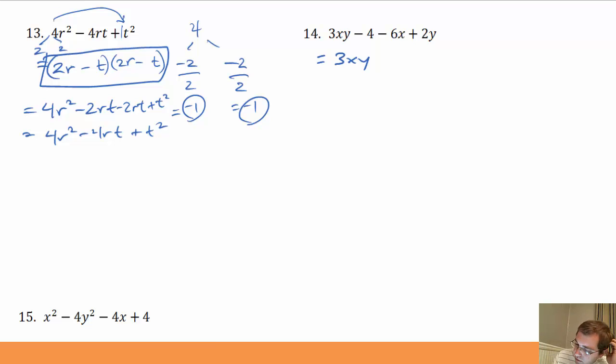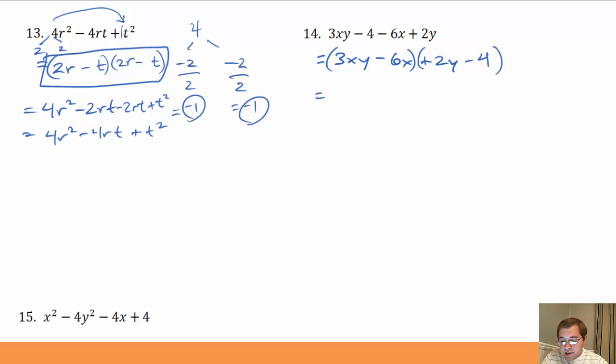So maybe I'll move that 6x up to pair it with the 3xy so that they both have an x. And then I'll take that minus 4 and I'm going to put it with the 2y on the end. So I've got 3xy minus 6x plus 2y minus 4. Now let's try grouping it as 2 terms and 2 terms.